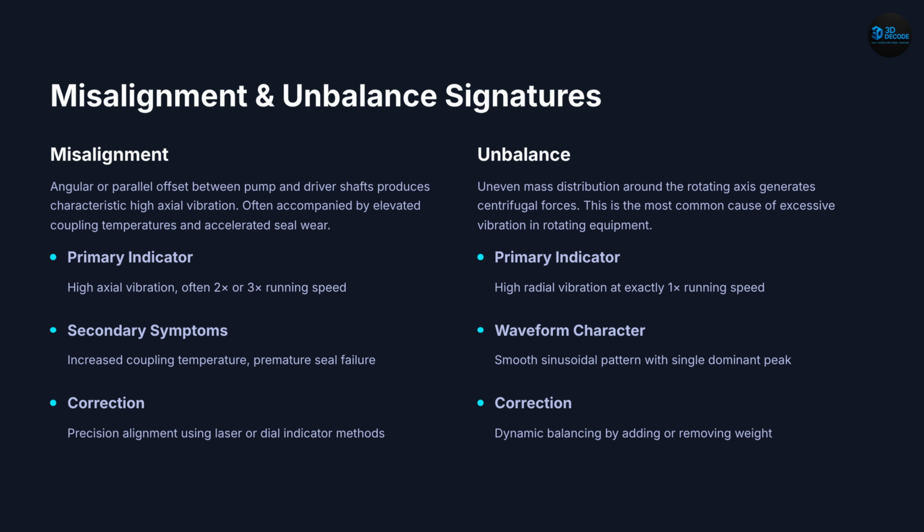Slide 7. Misalignment signature. Misalignment produces high axial vibration. It often appears at 2 times running speed. It also causes coupling heating and seal wear.